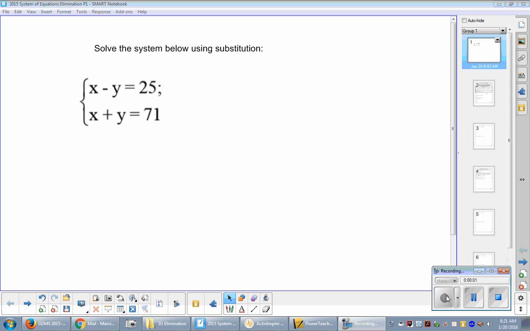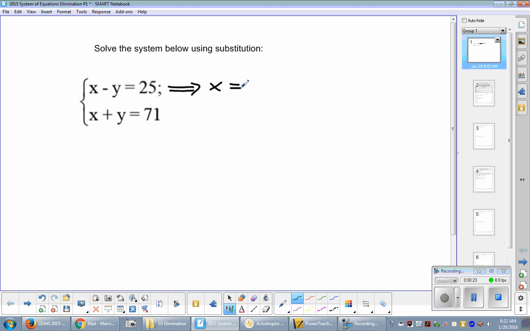We're going to solve the system using substitution, and then later on we are going to solve the same system, but we are going to use elimination. Okay. So which variable do you want us to solve here? X from the first or second equation? First equation. All right, let's do that. So here, if I solve for x, we will have x equal to y plus 25.